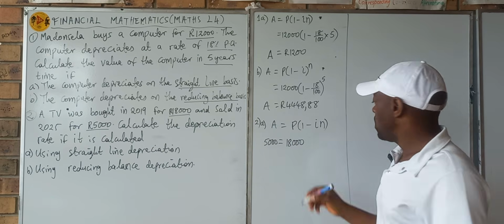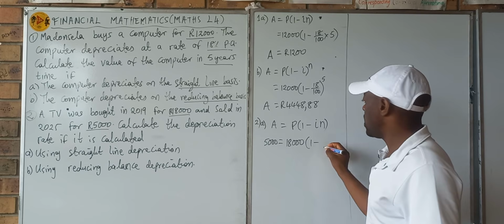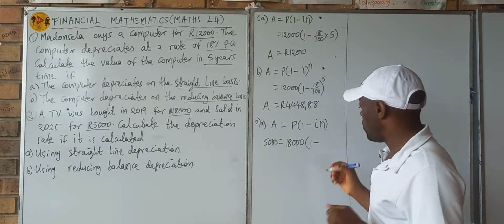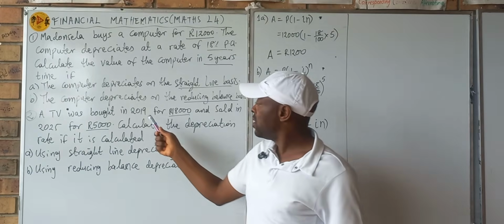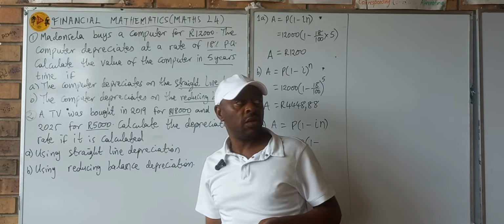So that is it. Then in bracket I get 1 minus I. My I is what I'm looking for. So the target now is to know N. N is the number of years from 2019 to 2025.